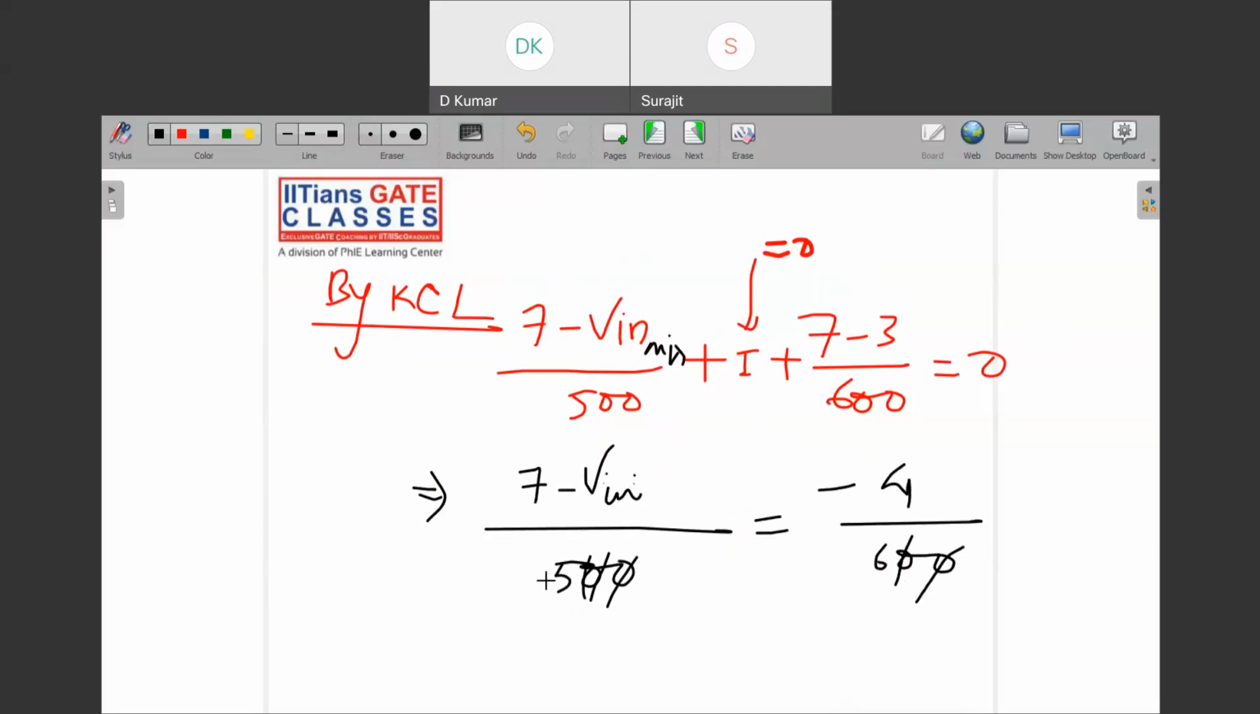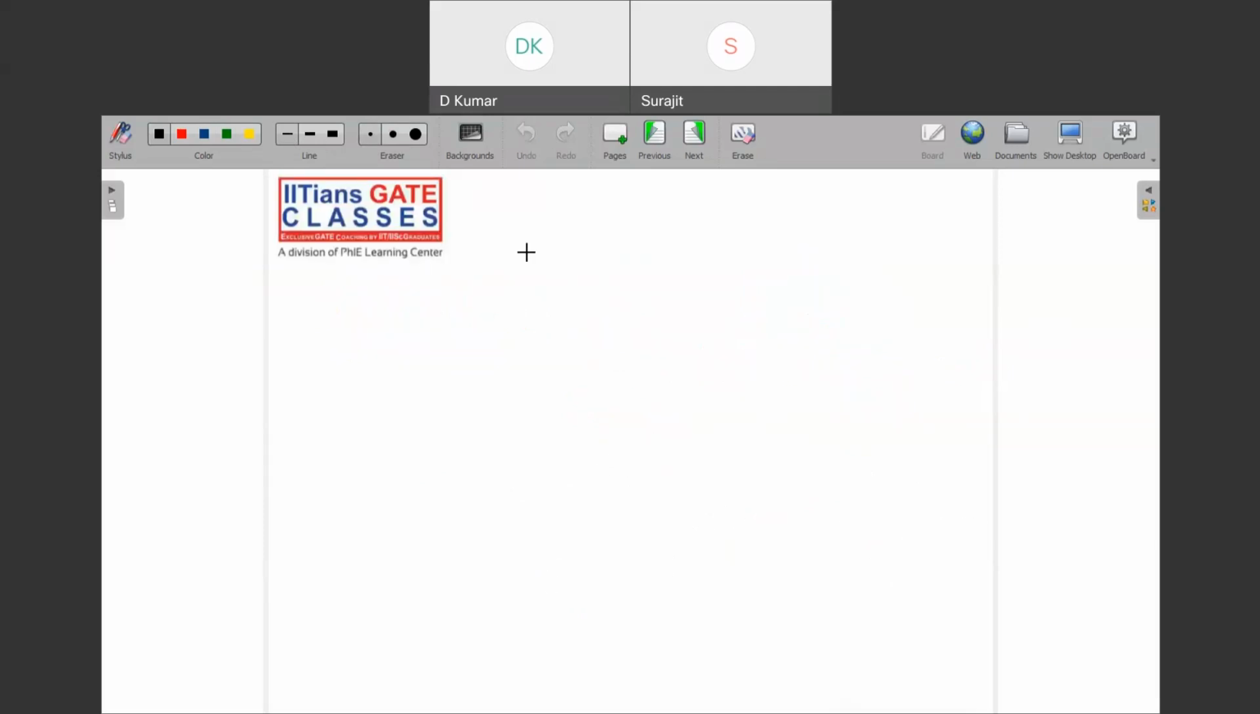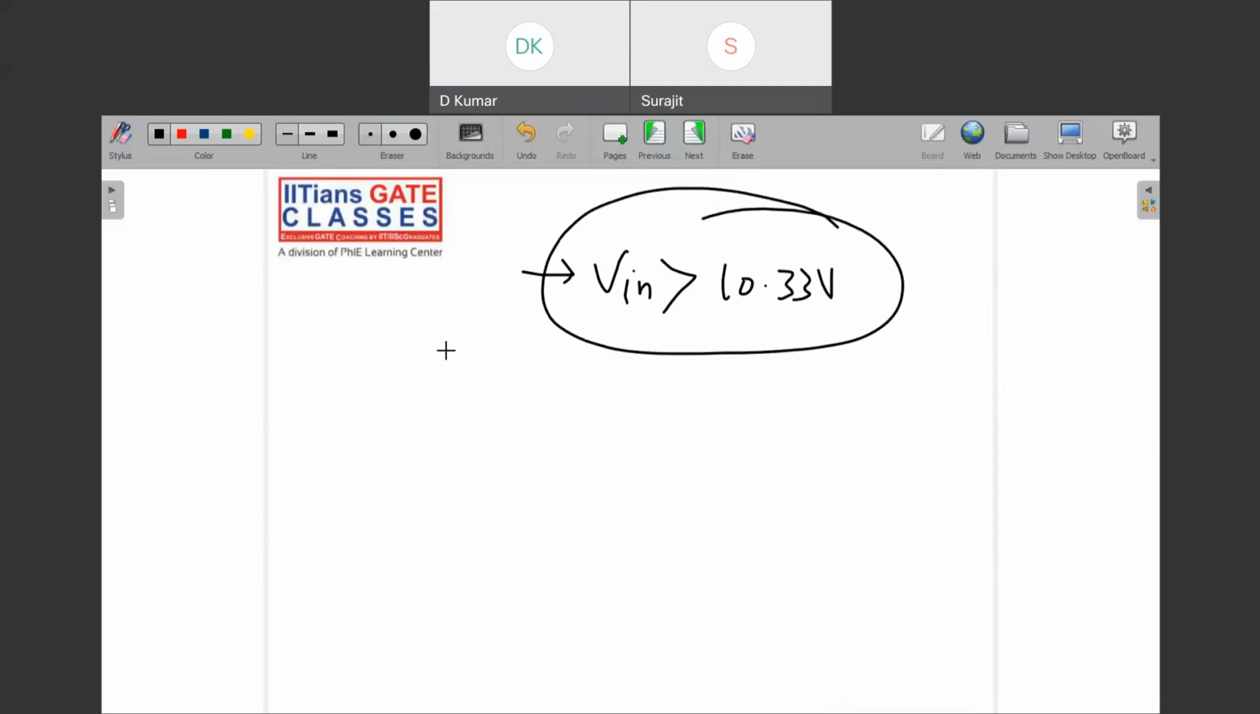So what you are getting here is V greater than 10.33 volt, right? After this voltage, your diode will be on, definitely on. Have you understood this?